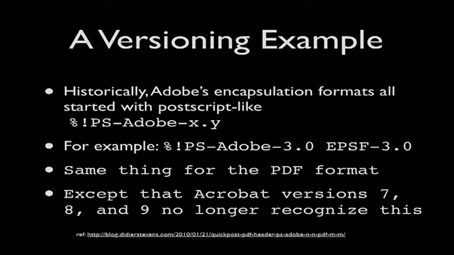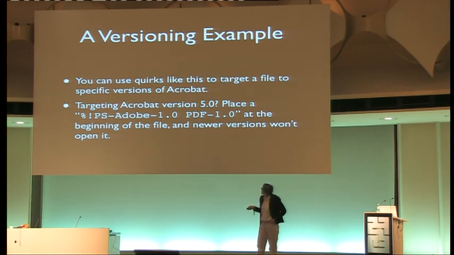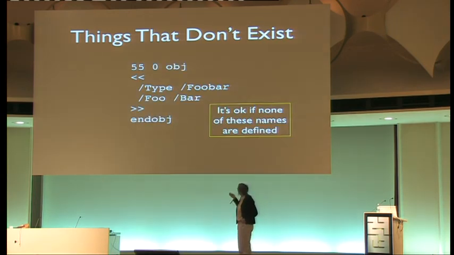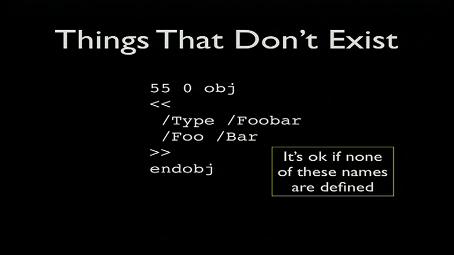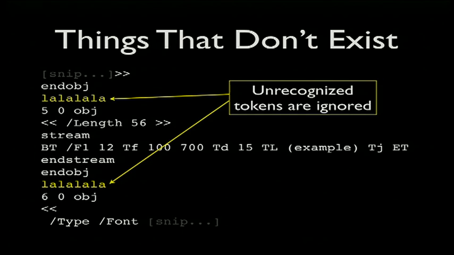Other things. Some stuff is kind of versioned a bit. You used to be able to use the old style PostScript type of headers in the beginning. They dropped support for that a while ago. But if you're trying to target an old version of PDF, you can use one of these. Likewise, anything that's not defined is equivalent to the null object, and none of these are actually defined, so this is perfectly okay. Also, any tokens that aren't recognized are ignored too. So you can just put whatever you want in between the objects. It's fine.